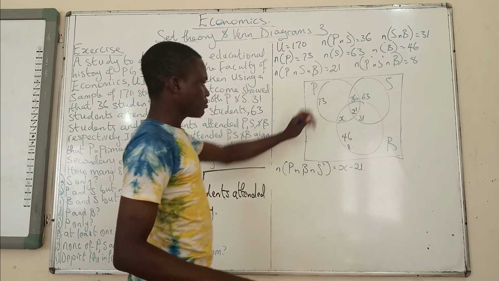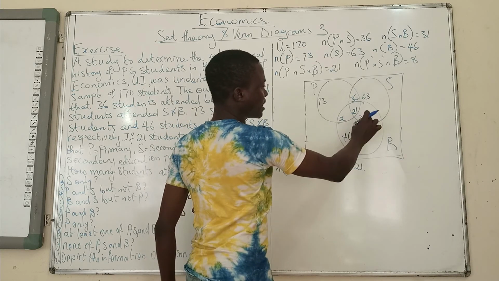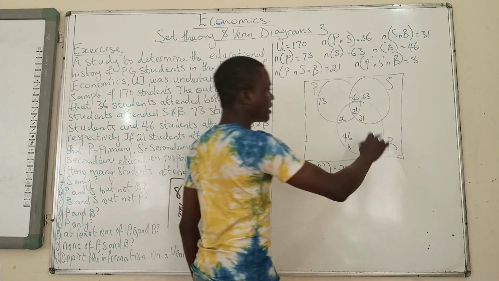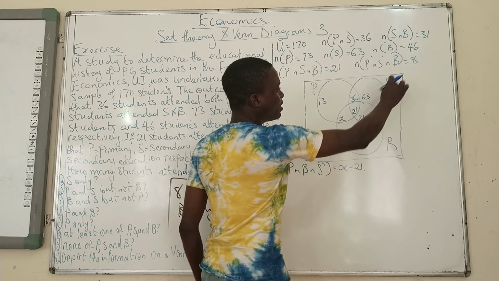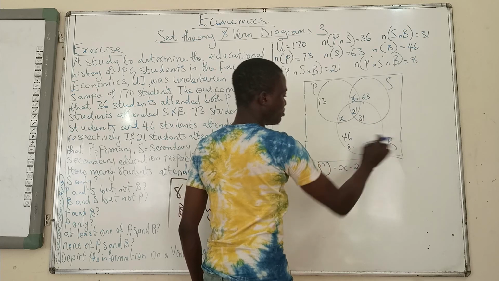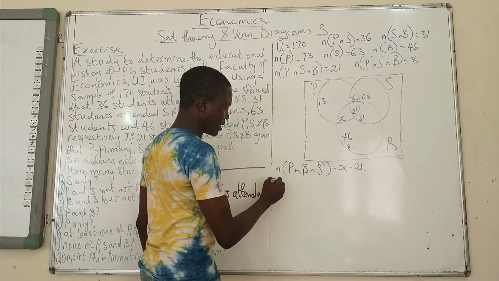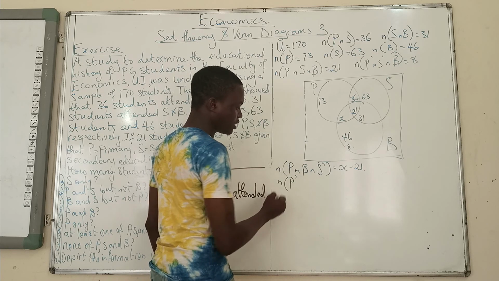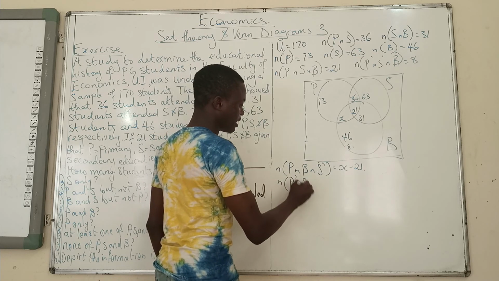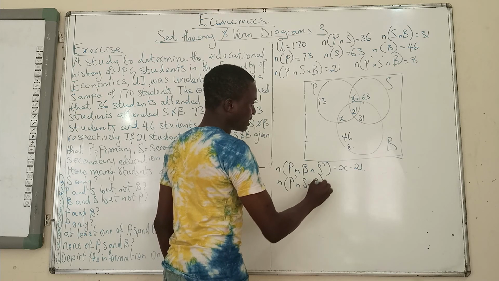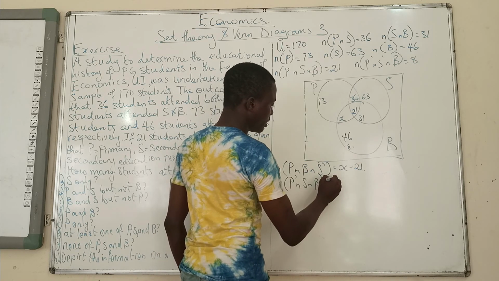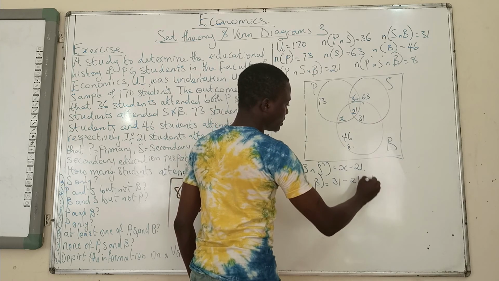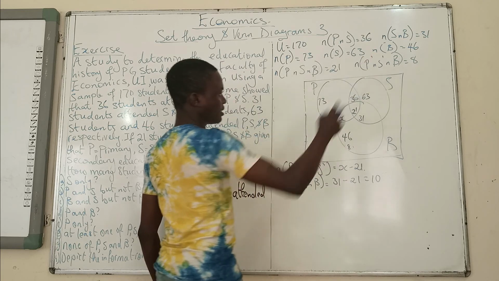Okay, now how many students? Since 31 students attended S and B, some of them attended the 3 schools. So I want to get how many students attended only S and B. So we have cardinality of. How do we write that now? Of course, I believe you know that now. It will be P prime, because P is not passed. P prime intersection S intersection B, and that's going to give us 31 students that attended all of this, minus 21, which is 10, minus this number that attended 3.